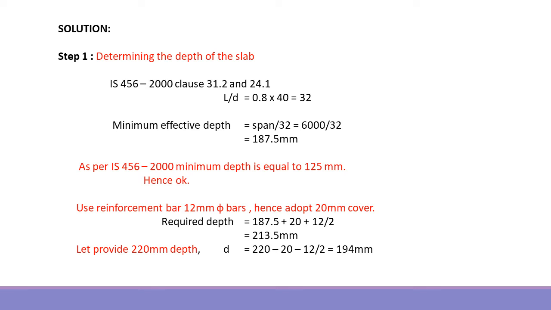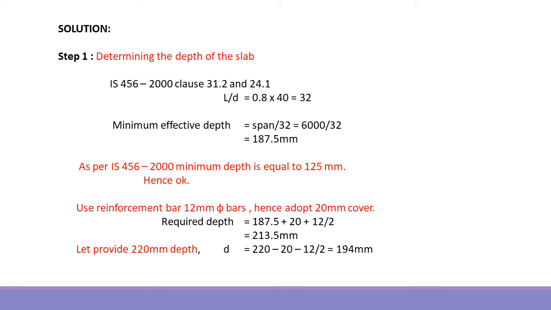Then minimum effective depth is equal to span divided by the L by D ratio, which is 32. The span is the panel size, 6 meter, so 6000 mm. 6000 divided by 32 is equal to a minimum effective depth of 187.5 mm. As per IS 456 2000, the minimum depth is 125 mm, hence safe. Use 12 mm diameter reinforcement bars and adopt 20 mm cover.